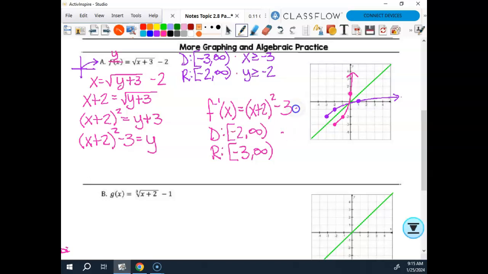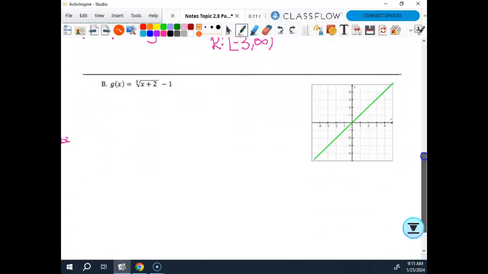If I graph this exact parabola, but only go from -2 to infinity, then I get the right side of the parabola, which is what I have here, which is the inverse of that square root function. Does that make sense? So that's why we have to constrict the domain sometimes. We good on that? All right. We'll take that as a yes. Let's go down to the next one.